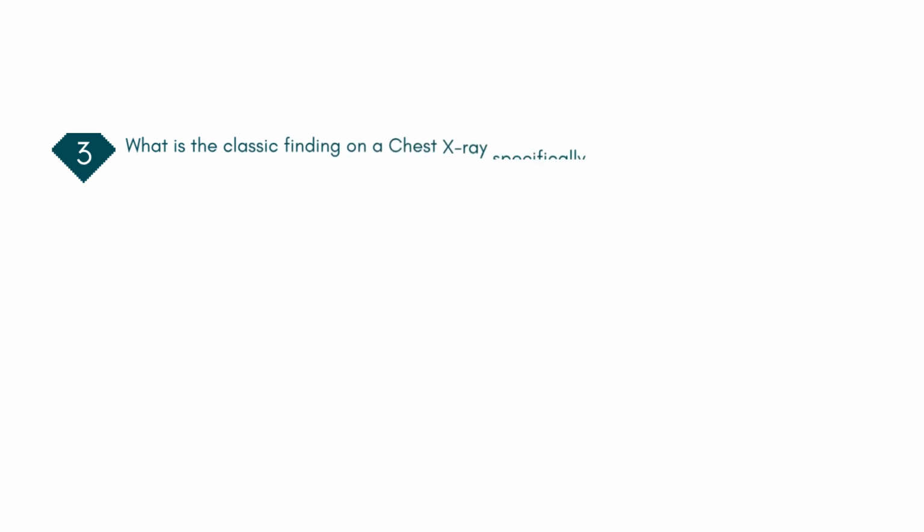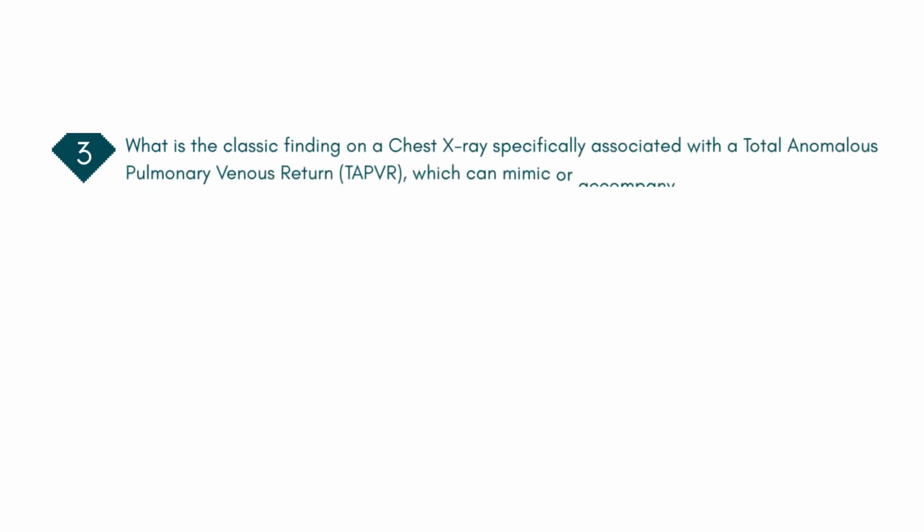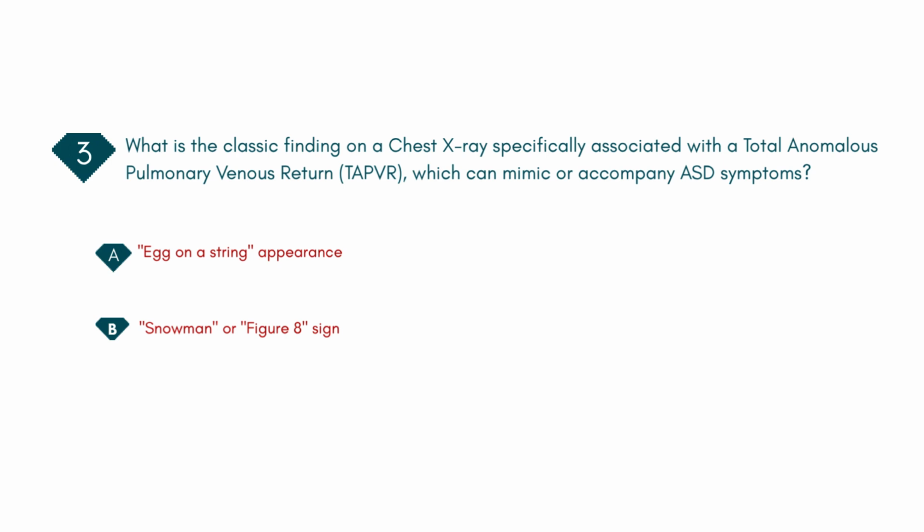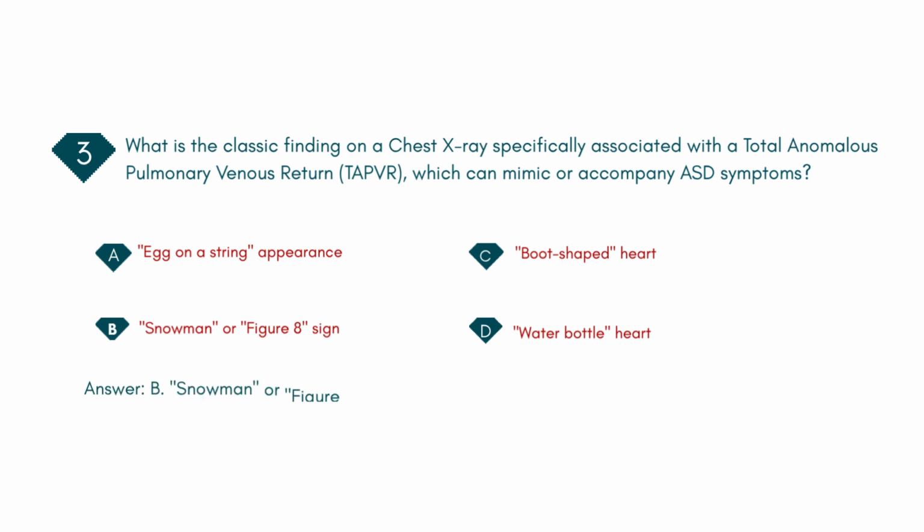What is the classic finding on a chest X-ray specifically associated with total anomalous pulmonary venous return, TAPVR, which can mimic or accompany ASD symptoms? A. Egg on a string appearance. B. Snowman or figure 8 sign. C. Boot-shaped heart. D. Water bottle heart. Answer: B. Snowman or figure 8 sign.